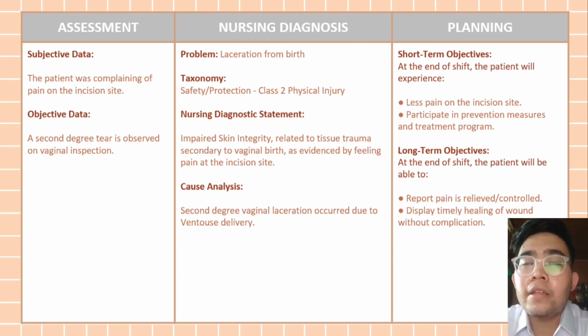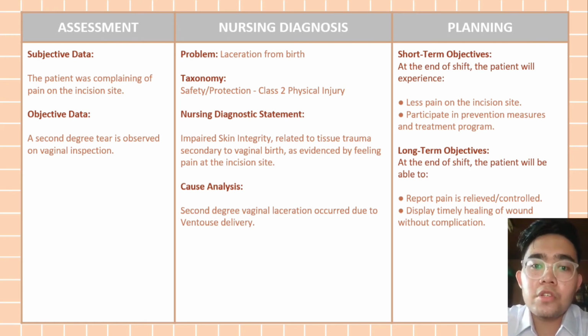Next is the planning. In the planning column, there are short-term objectives and long-term objectives. First, the short-term objectives. At the end of the shift, the patient will experience first, less pain on the incision site. Second, participate in prevention measures and treatment program. Next will be the long-term objectives. At the end of the shift, the patient will be able to first, report pain is relieved or controlled. Second, display timely healing of wound without complication.